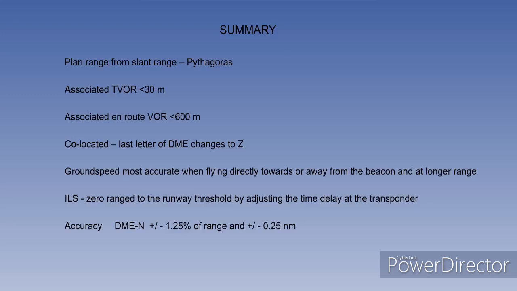The accuracy for a DME N is plus or minus 0.25 of a nautical mile, or 1.25% of range, whichever is the greater. The accuracy for a DME P is plus or minus 0.20 of a nautical mile. This concludes the lesson on DME.